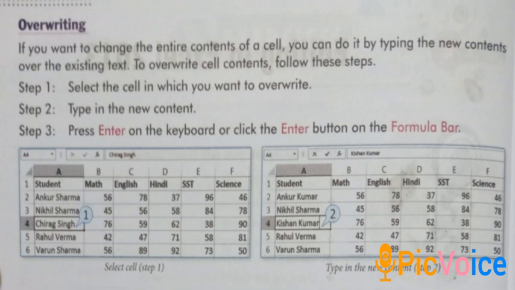Dear students, overwrite means to change the content of a cell. If you want to change the content, you have to type the new content over the existing text. And to overwrite cell content, we have to follow 3 steps. Step 1 is to first select the cell in which we want to overwrite. Step 2 is to type the new content, and step 3 is to press the Enter key on the keyboard or click the Enter button on the formula bar.